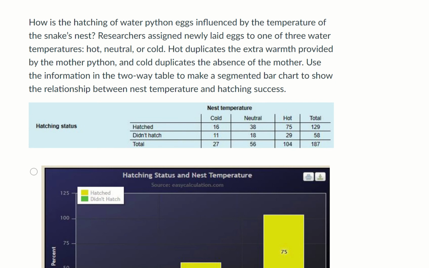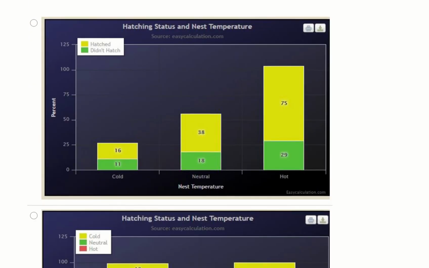So first, what we want to do, well, we know that these are 2 categorical variables, hatching status, whether it hatched or not, and the temperature. In this case, the temperature itself is a quantitative variable, but the way they broke it down here, they made it categorical because they broke it down by cold, neutral, and hot. By breaking it down that way, they actually made it into categories, and so this is a categorical variable, technically speaking. Okay, and so we're looking at a segmented bar chart of these two.